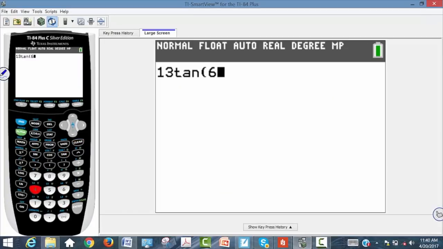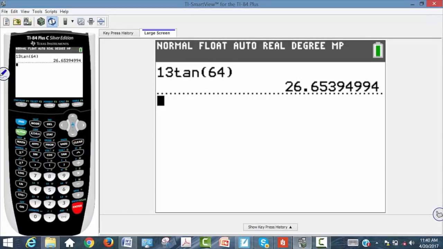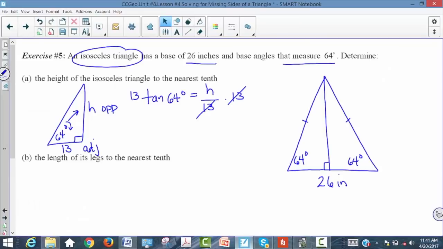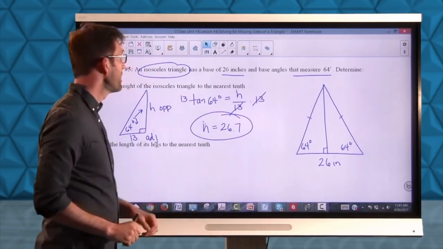13 tan 64. Notice I don't even need the times symbol, and I get 26.65, etc. 26.7 to the nearest tenth. And there's the height of my isosceles triangle.